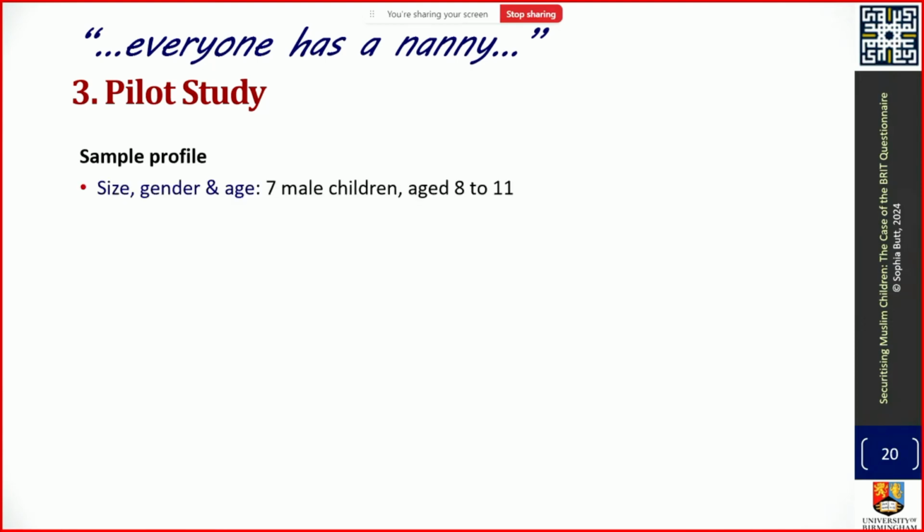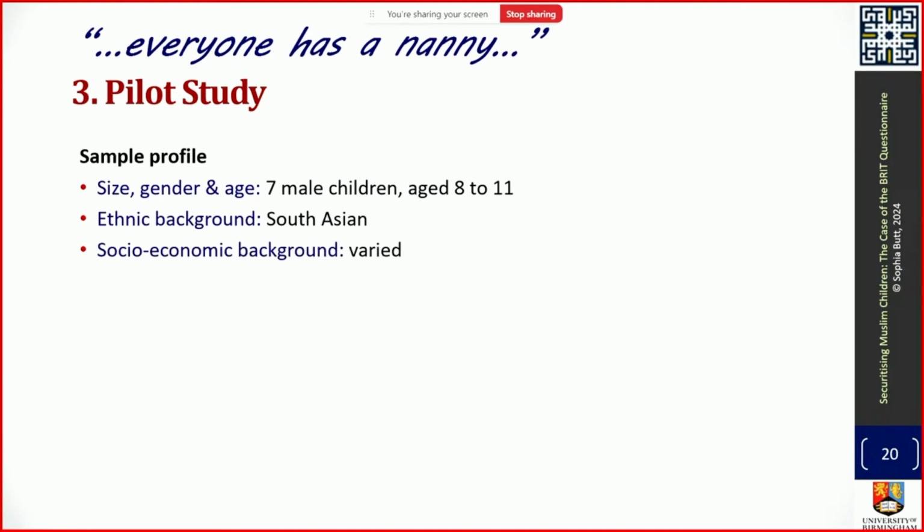So I looked at 7 children. They all happened to be male. People were quite reluctant to give permission to let their children take part in this pilot study, including some family. None of my family members were willing to let their kids take part. They were really worried about how it would be used, or whether it would get out and so on. So they were aged 8 to 11.